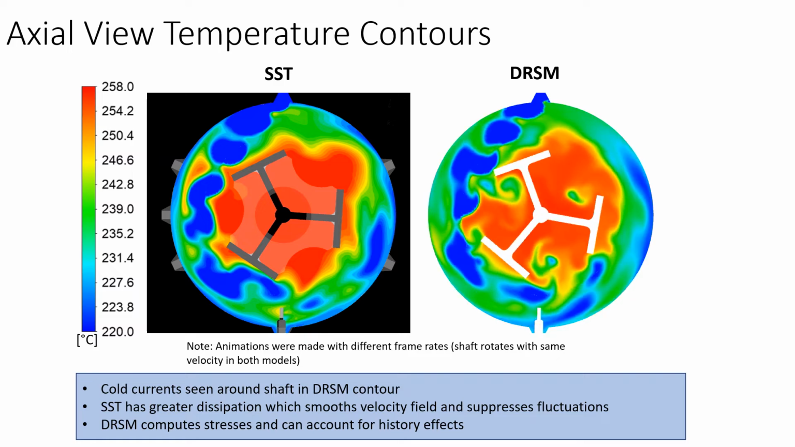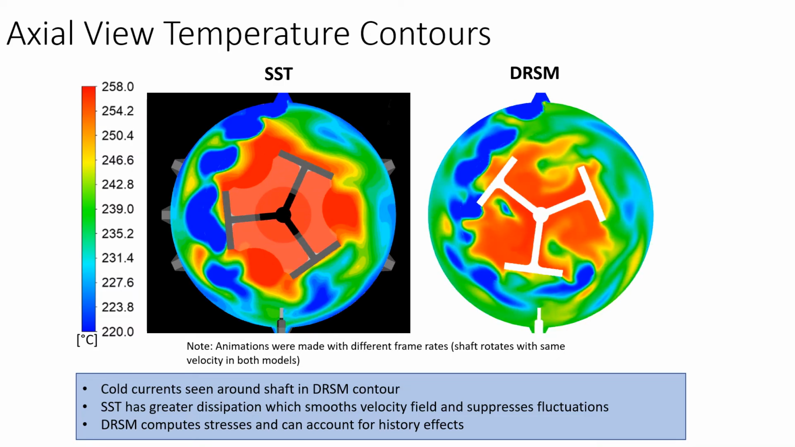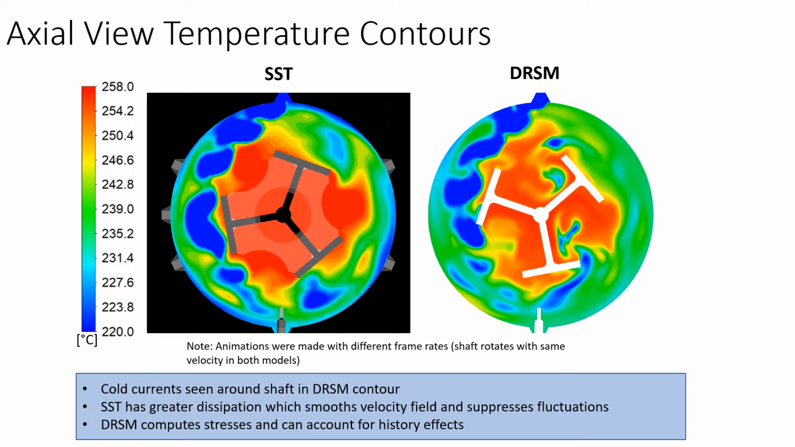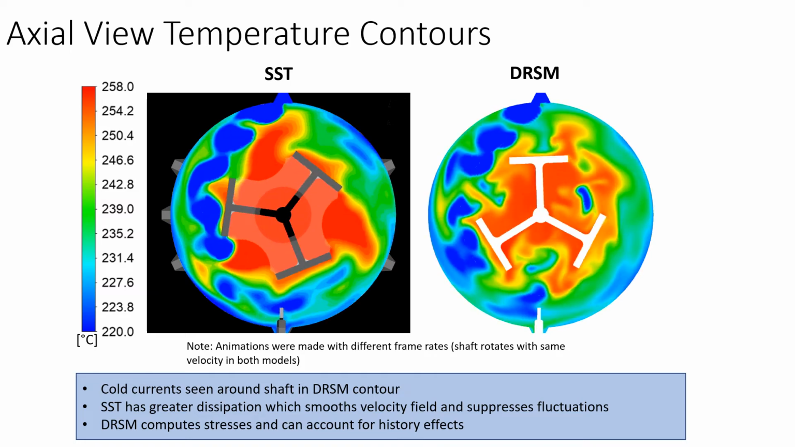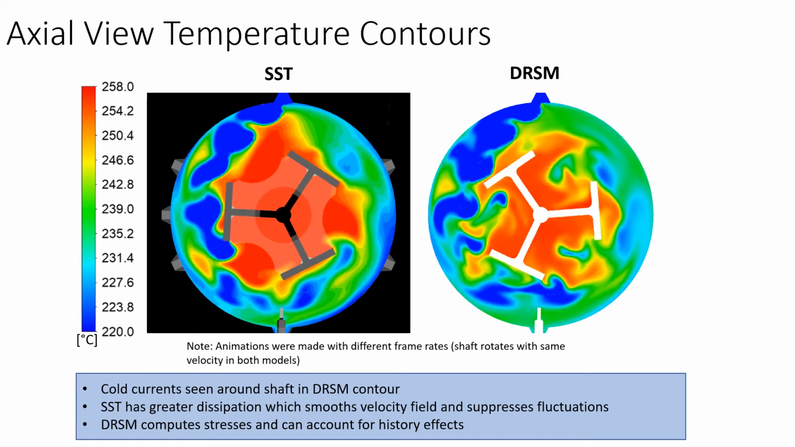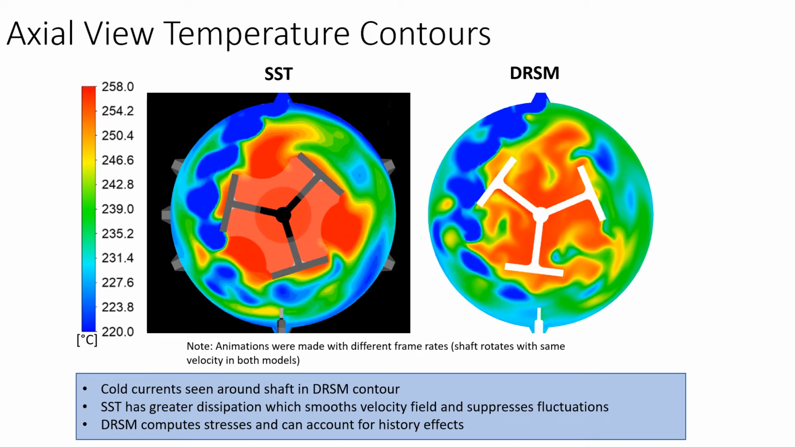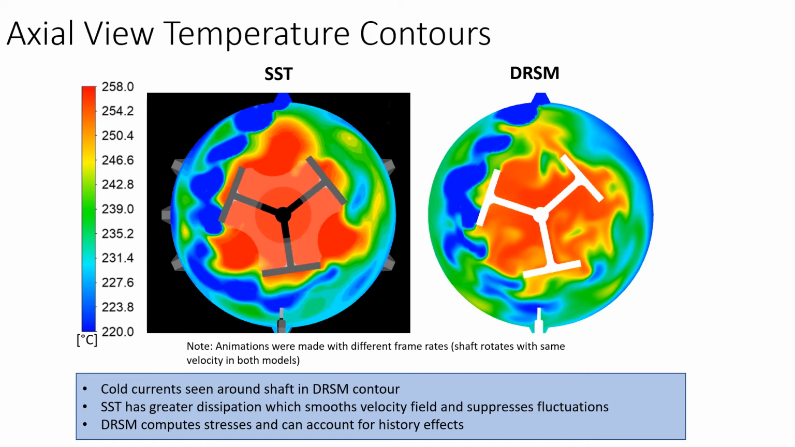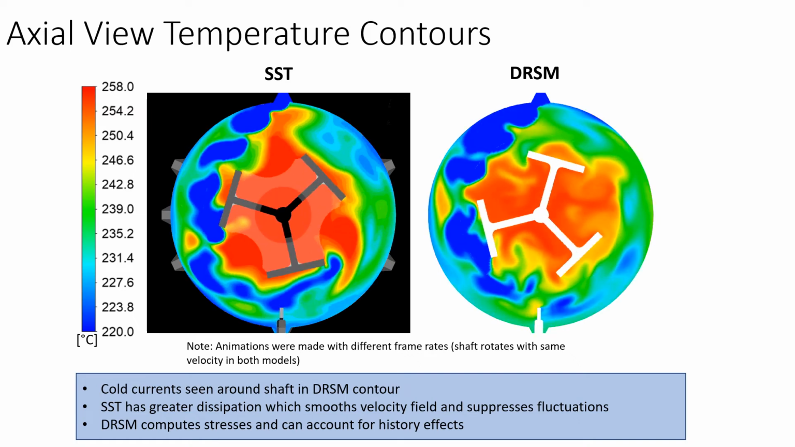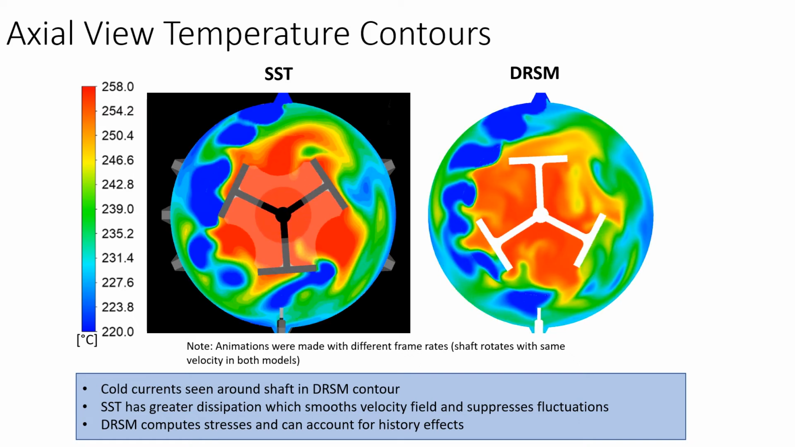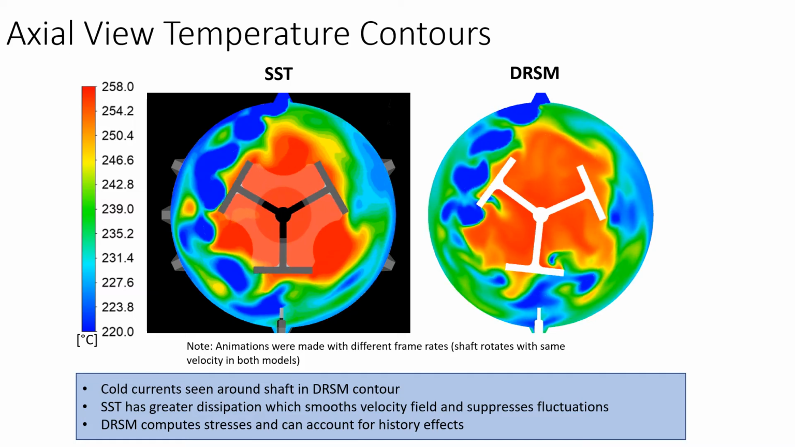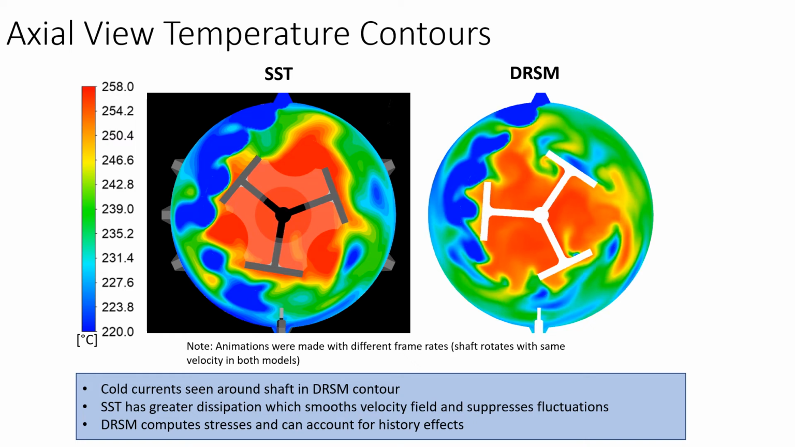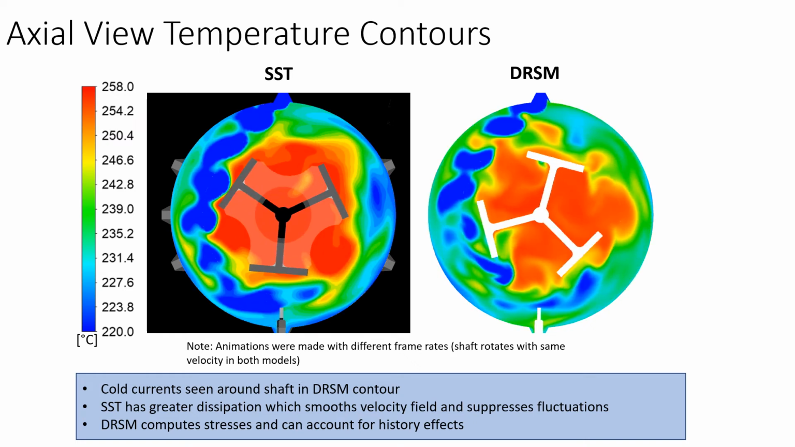Here we see a rotating view of the shaft in zone 1 of our reactor. You can see there blue pockets of material coming in through one of the injectors, and in the SST that stays mostly around the reactor wall and doesn't penetrate in the shaft region. If you look at the DRSM model, you see these colder materials start to dissipate from the bulk flow around the wall and actually enter into the shaft region. There's these smaller structures that are penetrating into this region, unlike the SST predicts.